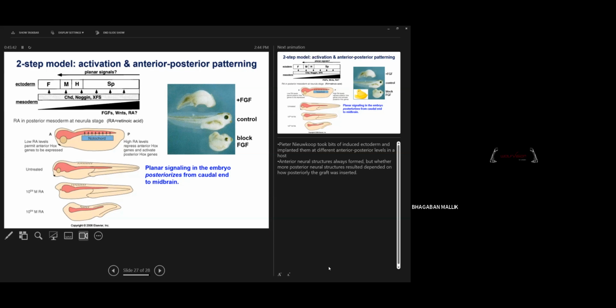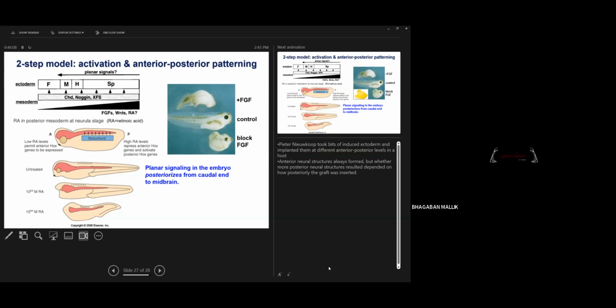So here is the experiment on the patterning of the posterior axis. When they incubated the fibroblast growth factor in the chick embryo, you can see that you have formation of the posterior axis, and you don't have formation of the anterior axis. And this is the control, where you have formation of anterior as well as posterior. When they block the fibroblast growth factor signal, you can see that the posterior axis is not developed.